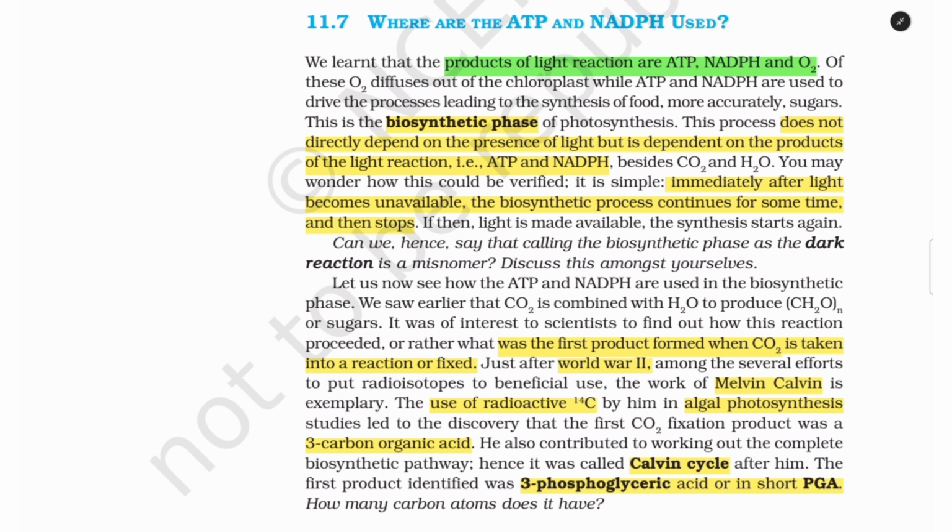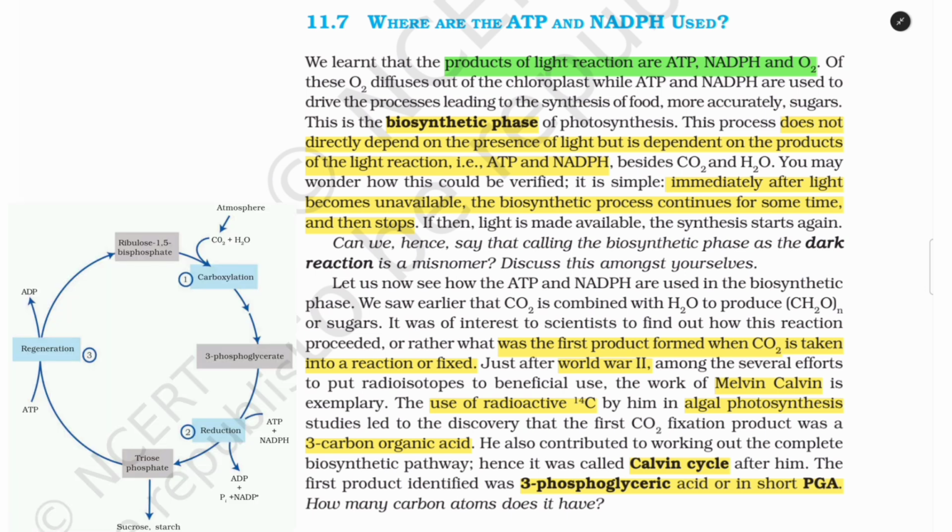Just after World War II, among the several efforts to put radioisotopes to beneficial use, the work of Melvin Calvin is exemplary. The use of radioactive C14, that is carbon 14, by him in algal photosynthesis studies led to the discovery that the first CO2 fixation product was a 3-carbon organic acid. He also contributed to working out the complete biosynthetic pathway. Hence, it was called the Calvin cycle after him.